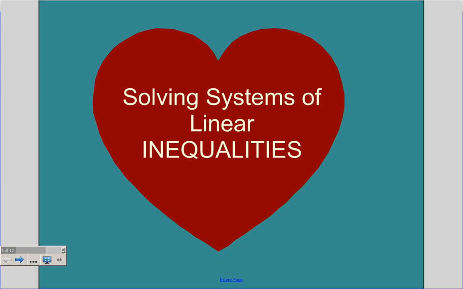Today we'll be talking about solving systems of linear inequalities. We have been talking about systems of equations. Those are the ones with equal signs. Inequalities, remember, are the ones with the greater than, less than, greater than or equal to, less than or equal to sign.